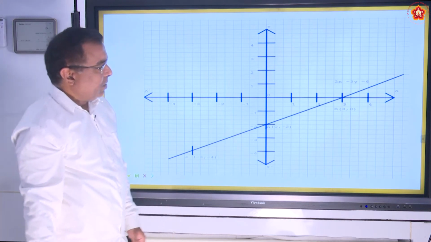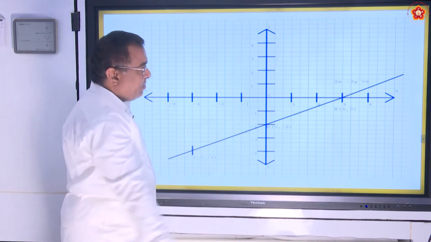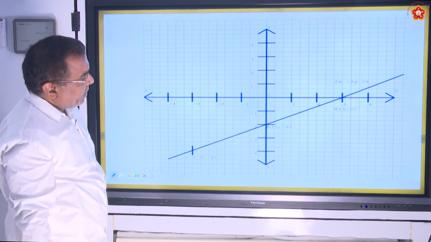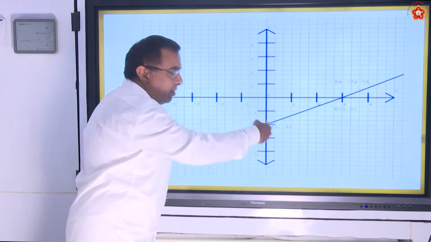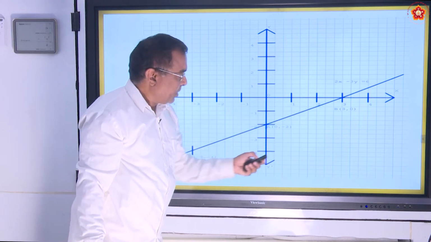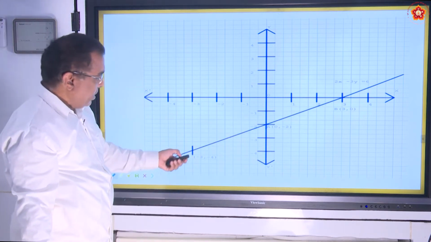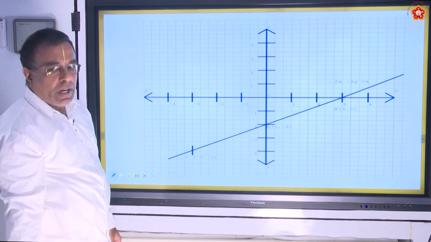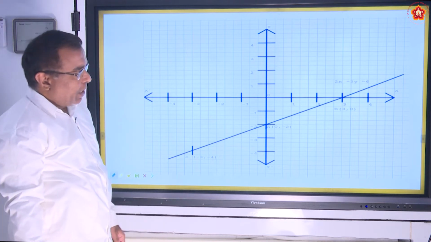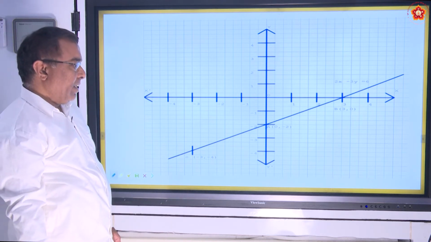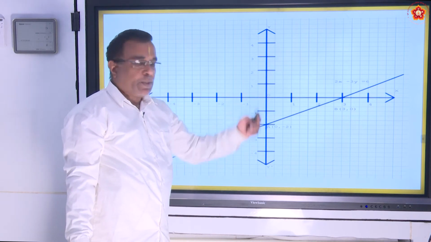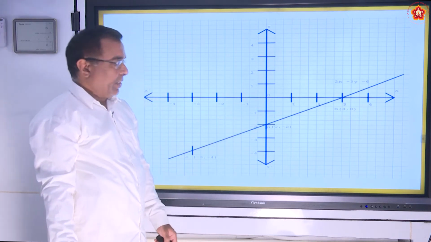Yes, this is how it is. Whatever points we have got in the previous step, we are representing them on the graph. 3, 0. Here it is 0, minus 2, minus 3, minus 4. After plotting all these points, just join them and you will get a straight line. So this will be the graph of the linear equation 2x minus 3y equals 6.